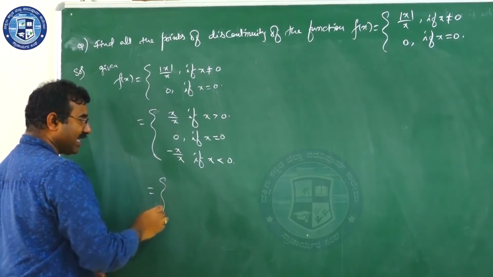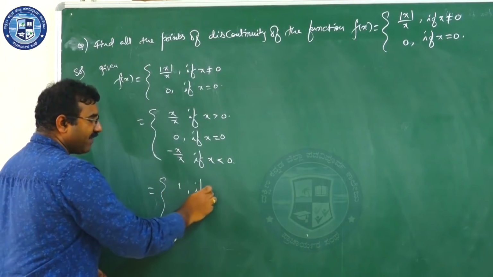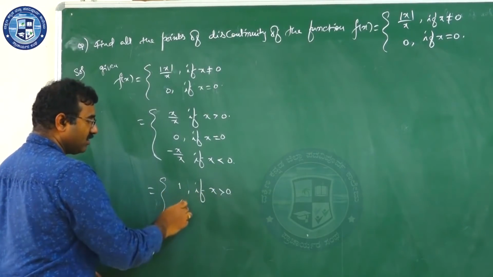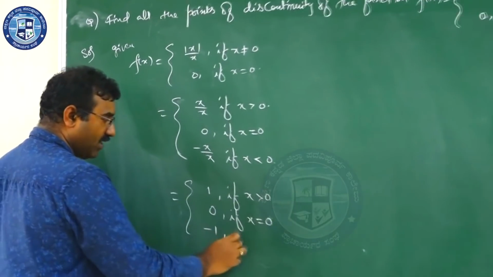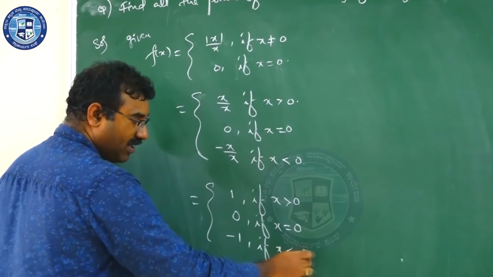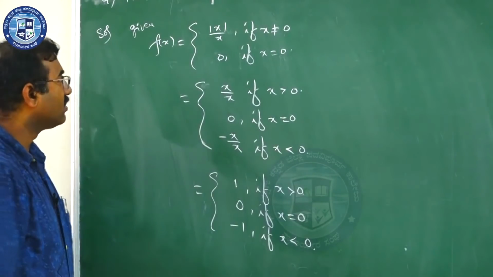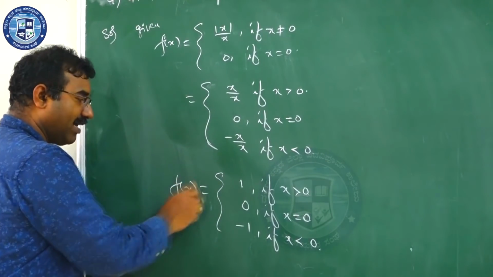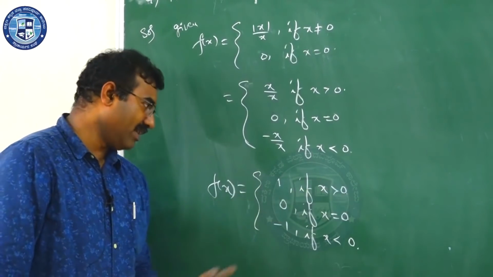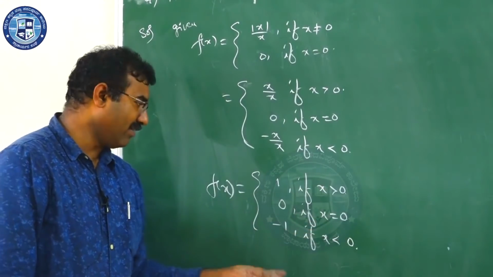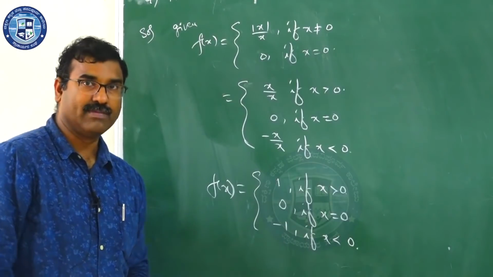So that means we get: 1 if x is greater than 0, 0 if x equals 0, minus 1 if x is less than 0, right. So this is the function they have given to us. f(x) is equal to 1 if x is greater than 0, 0 if x is equal to 0, minus 1 if x is less than 0.